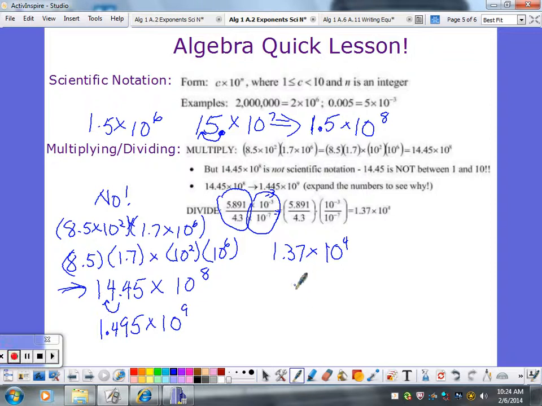It is. I'm done. So multiplying, you multiply the numbers, then multiply the exponents, and then see if you need to put it into scientific notation. Division, divide the numbers, divide the powers, and then see if you need to put it into scientific notation. And that is like a 50-cent tour. That's about as fast as I can do it.